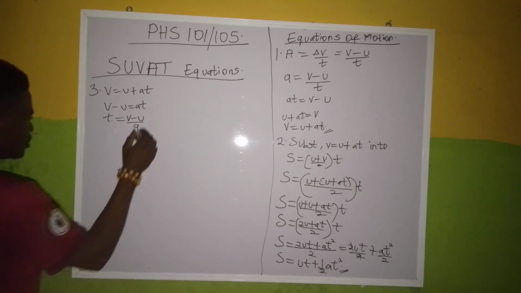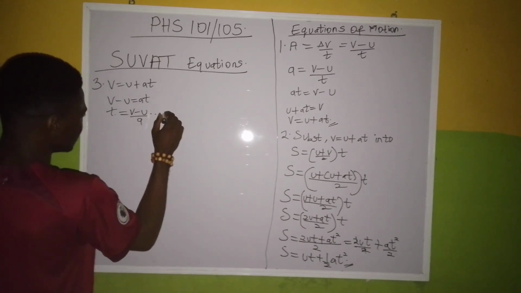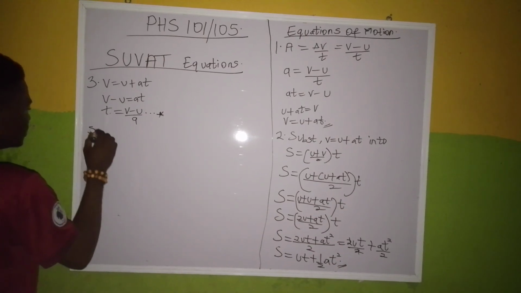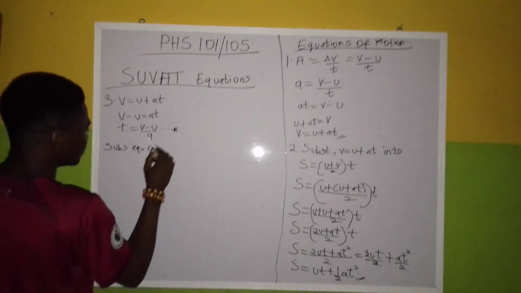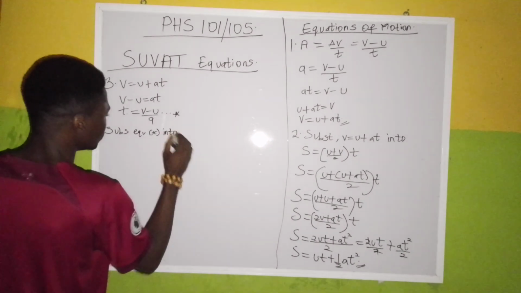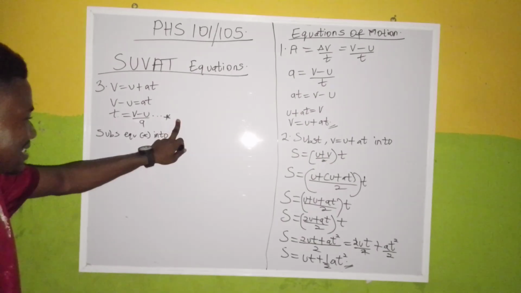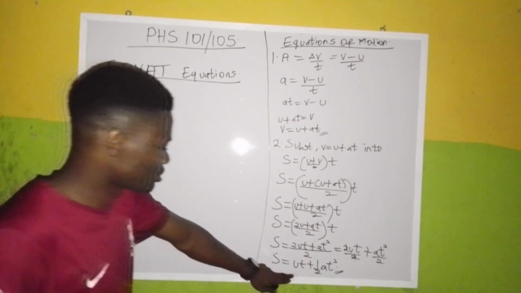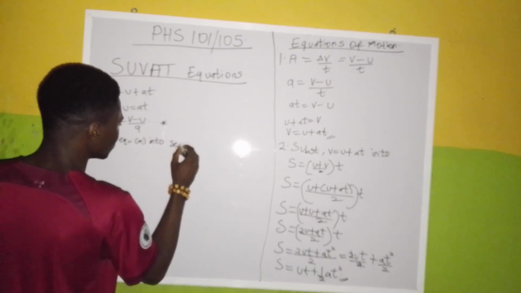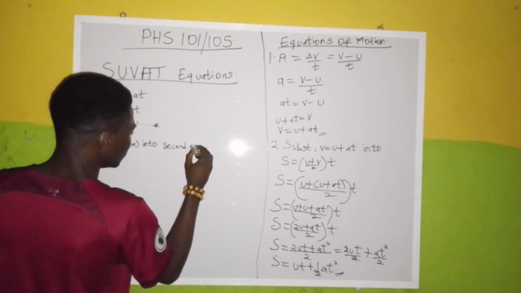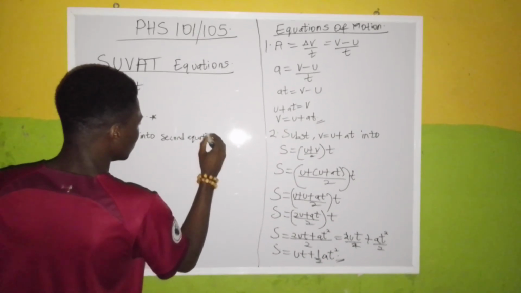Now we'll substitute this. Let's just call this star. So we substitute equation star into our second equation of motion.